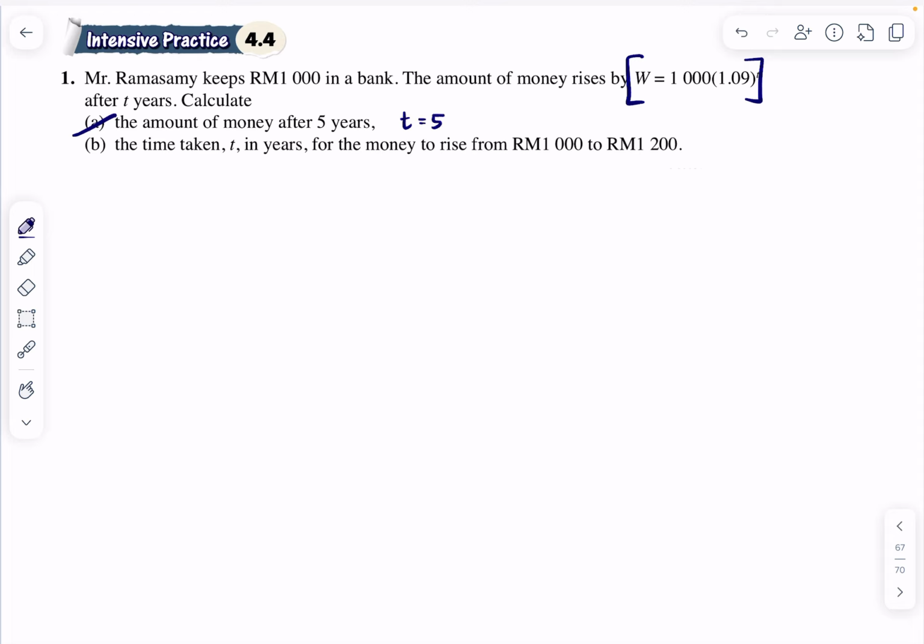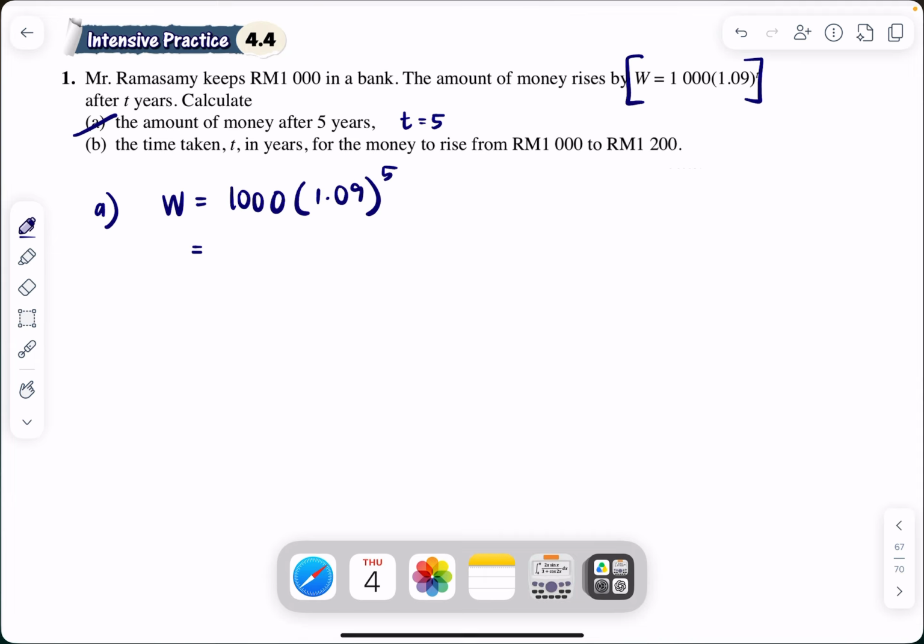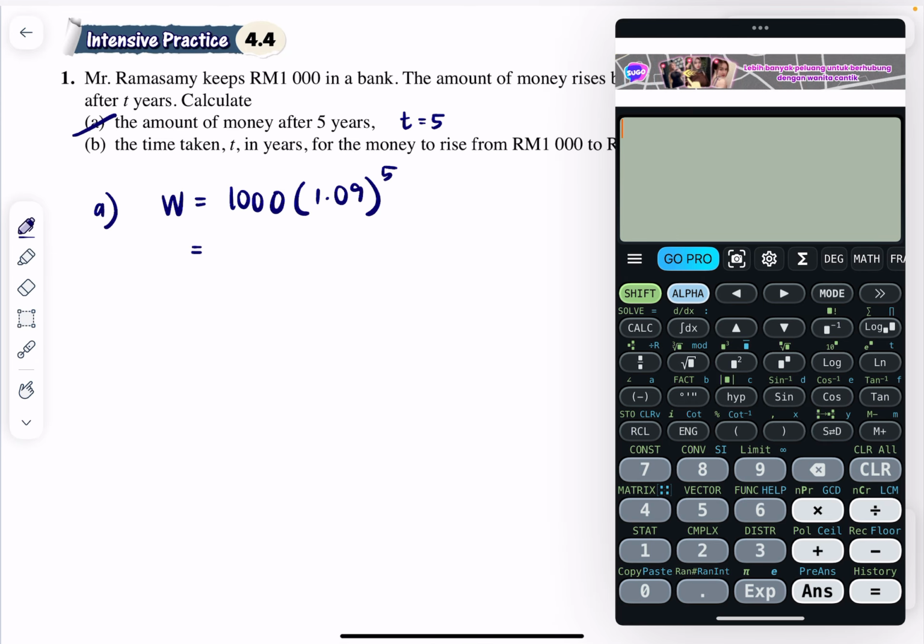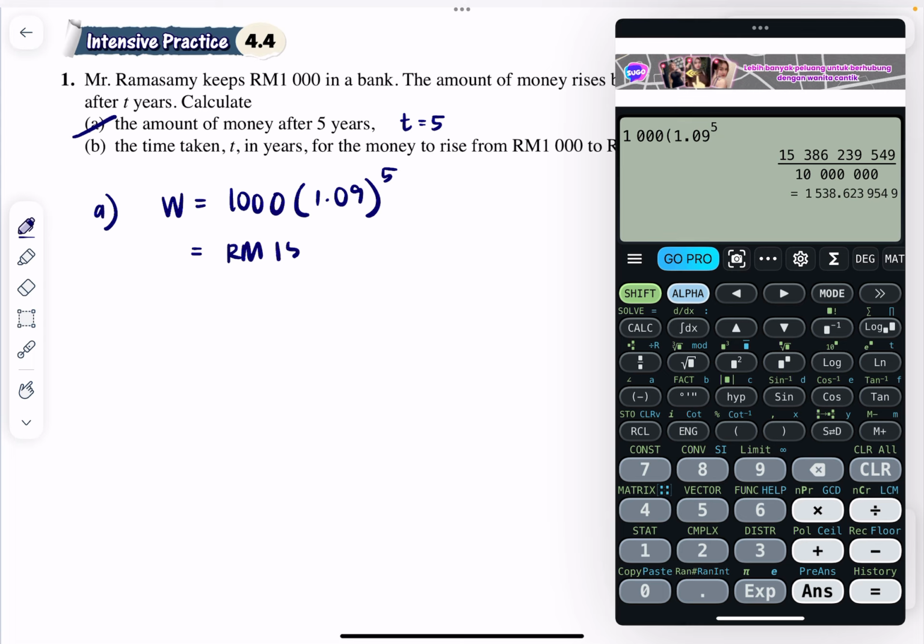So t is 5. We sub this into the equation. 1000 × 1.09 power 5. We get 1,538 ringgit and 62 cents. So after 5 years, his money has grown into 1,500 ringgit.